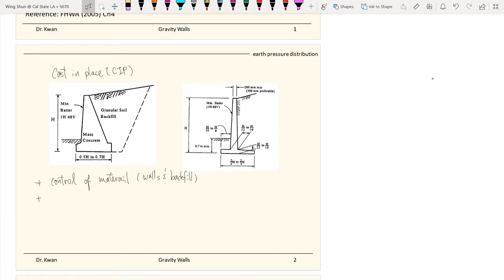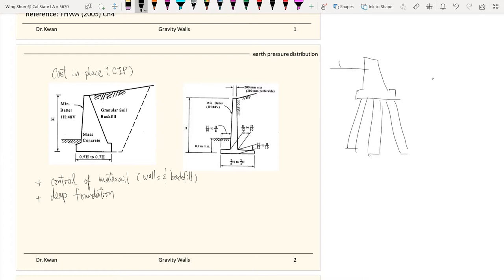So first of all, you can control the materials, and the other good thing is that the mass concrete gravity wall is a good choice in conjunction with deep foundations. For some offshore or nearshore projects, you have your cast in place wall right there, and you can connect it with batter piles that go deep, which helps you resist the loading. You have your backfill right there. So whenever you have deep foundations, this is the way you want to go.